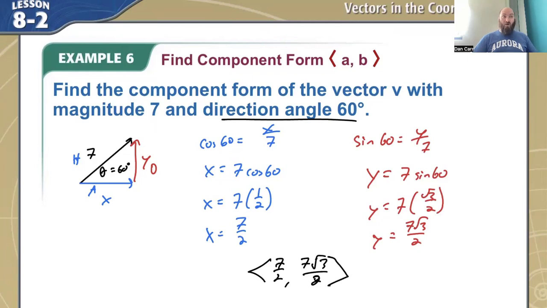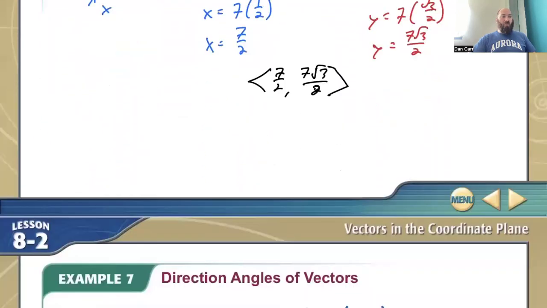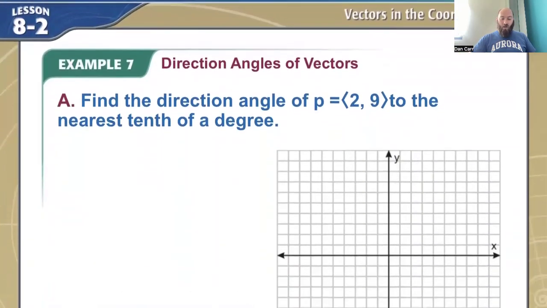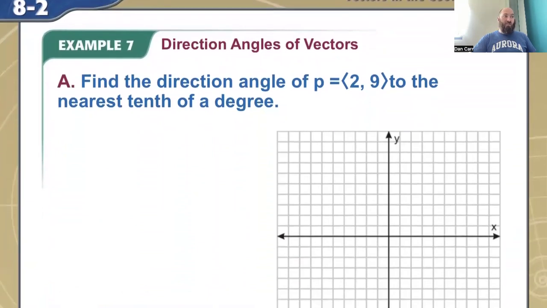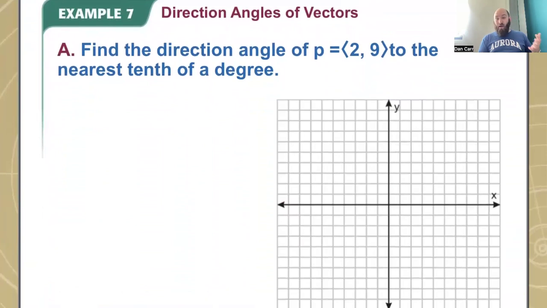Next one here, find the direction angle of 2, 9 to the nearest tenth of a degree. So vector p here is 2, 9. It doesn't matter where I model it, but I usually just start them at the origin like this. It's going to go 2 to the right, 1, 2, 3, 4, 5, 6, 7, 8, 9 up. So this is vector p here.